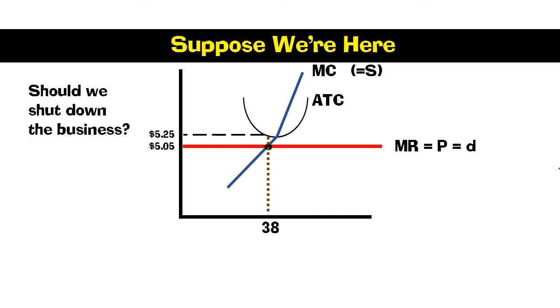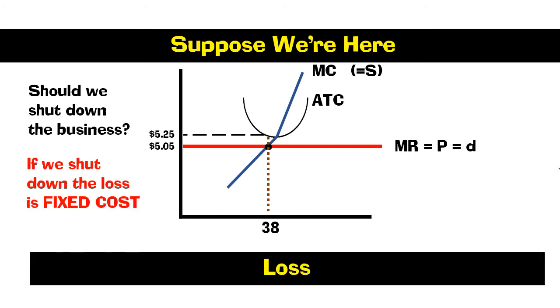Now, this is the graph of the loser, right? This business is losing money. Should this person stay in business, or should they just go away? Should they shut their farm down? Good question. What's a simple answer? Loss, right?